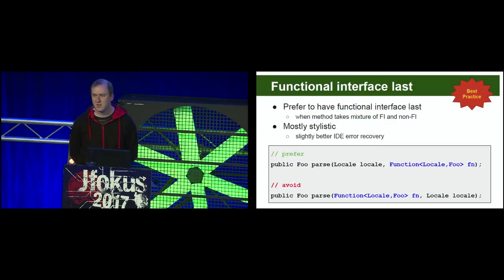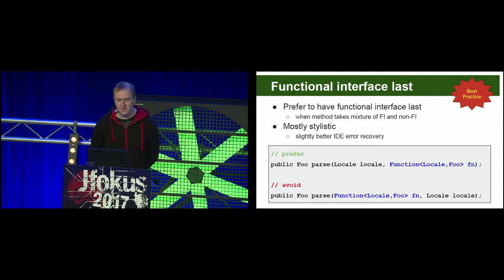And this one's perhaps slightly more stylistic. If you've got a method that's taking two arguments, I'd argue that you should put the functional interface last and the non-functional interface parameter first. Now, I have found that this gives slightly better error recovery in IDEs. Lambdas obviously are a slightly more complicated thing for an IDE to manage, to deal with. And this way around, you're more likely to get the sensible error recovery within those IDEs. Doesn't matter if you don't do it the other way around, but that's what I'd recommend.